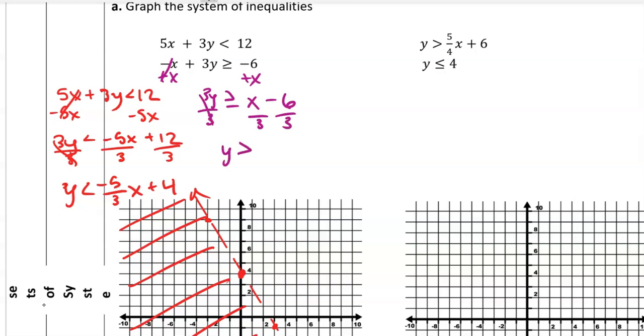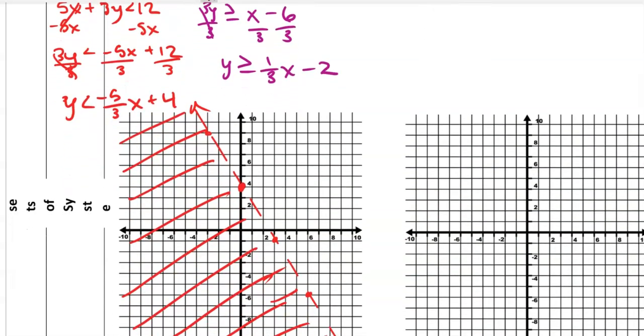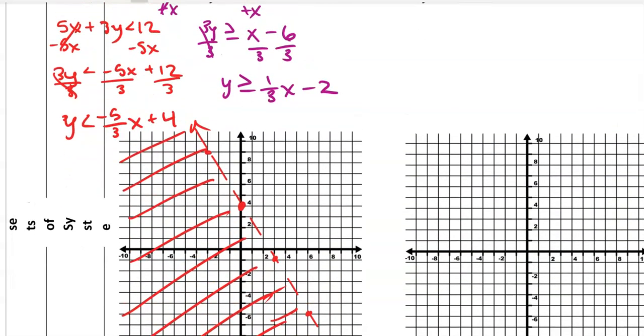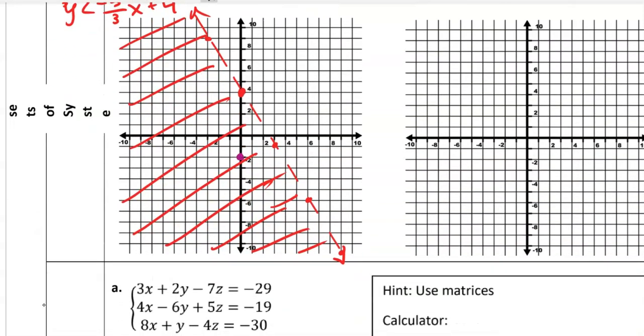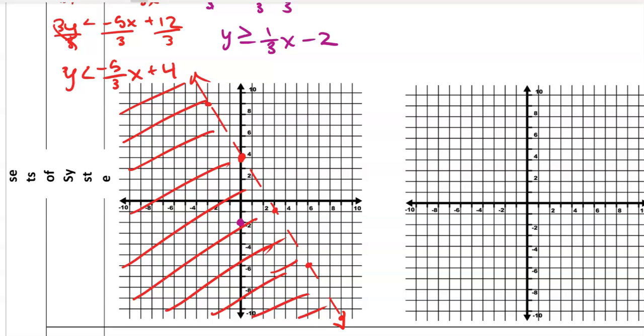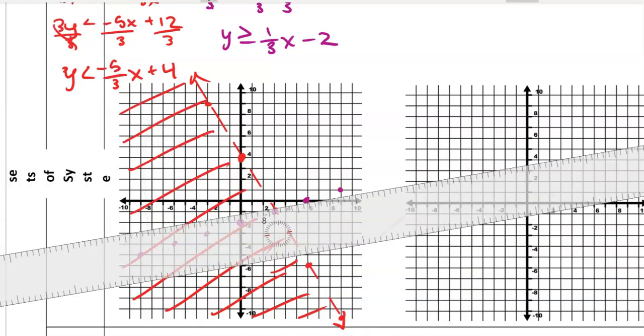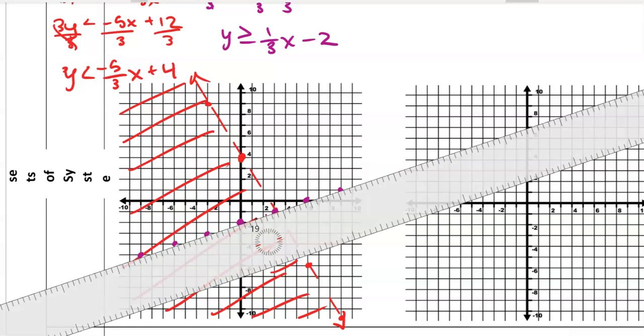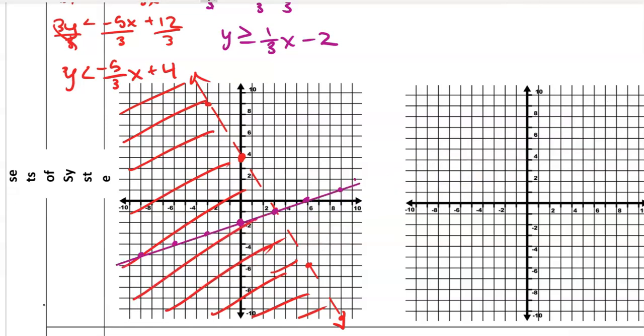And if I'm moving too fast, pause the video. y is greater than or equal to 1/3 x minus 2. So our slope is 1/3, and our y-intercept is negative 2. So starting with negative 2, slope being 1/3, we're going to go up 1 and right 3. Okay, it has the line underneath, so greater than or equal to means we have a solid line. Now we're going to shade everything above this line here.